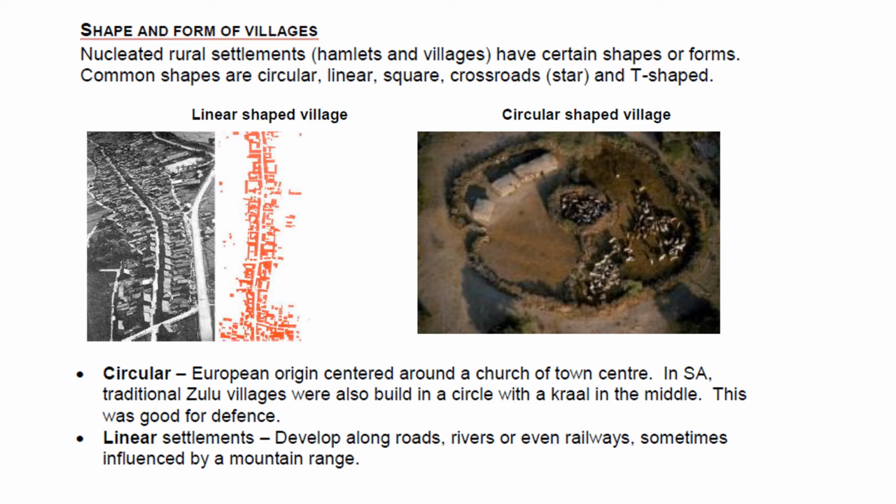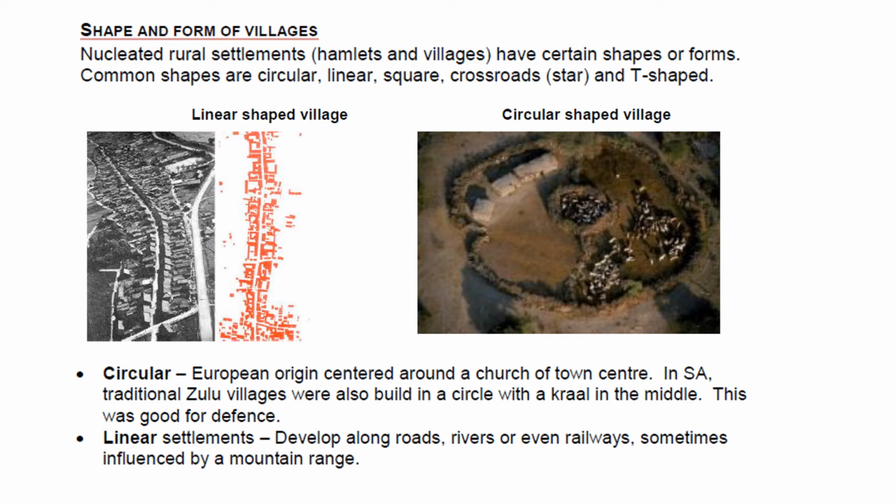normally along roads, rivers, sometimes even the topography, we saw with that activity that we did the other day that having the road on the one side and the steep mountain on the other side meant that the settlement formed into a linear shape.